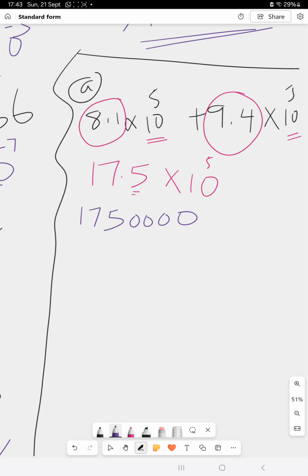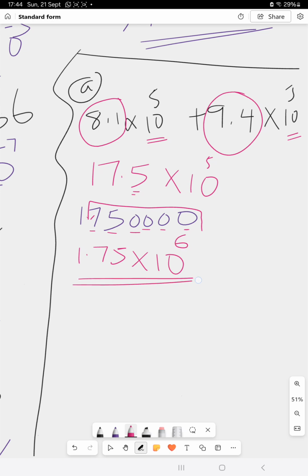Then I have to write it in standard form. I have to move this decimal from this point all the way to here. Now it will be 1.75 times 10 raised to 1, 2, 3, 4, 5, 6. Now power 6. Very important. That is A.